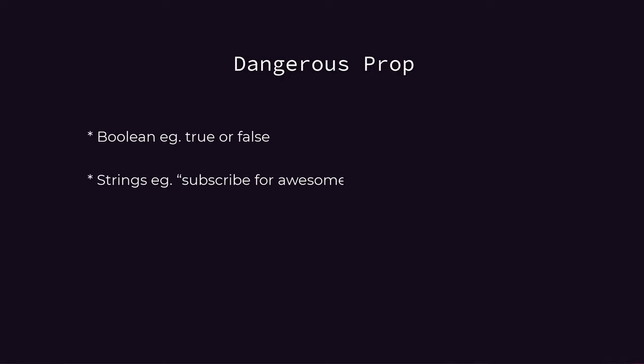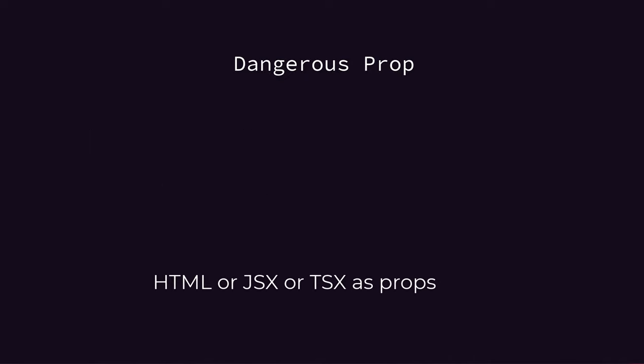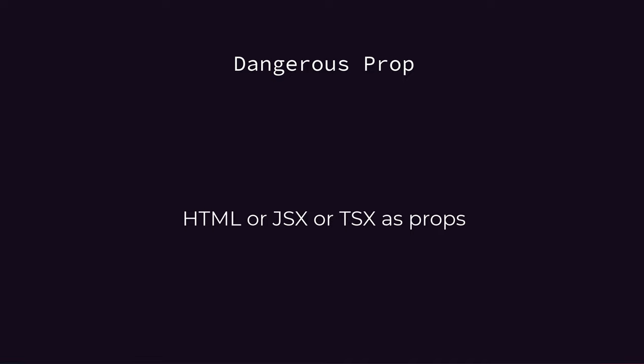In this video, I'll be looking at the dangerous prop. That's what I call it. So basically, React props usually receive information or data in the form of either booleans, strings or numbers. But we could also have a case where we need to pass HTML props to it, like you could run an API and then the response could be an HTML body.